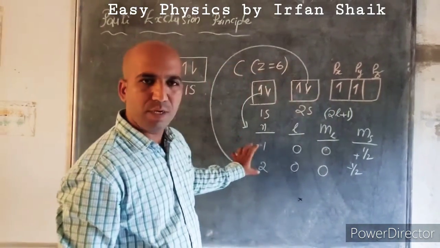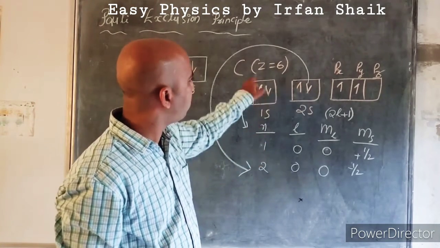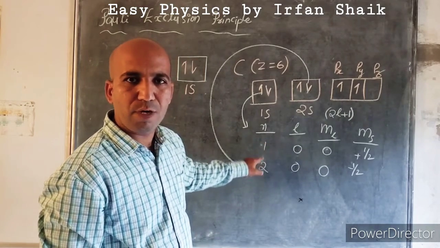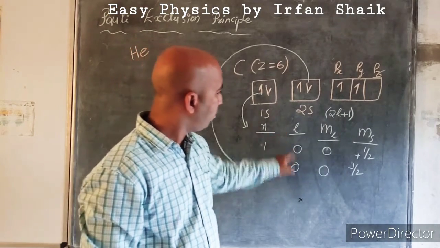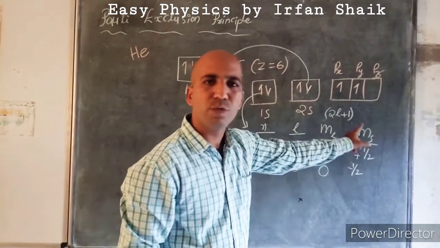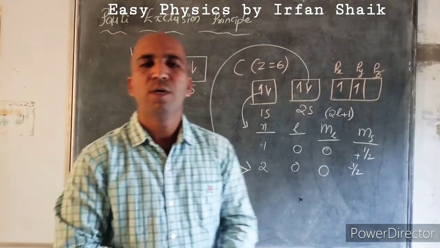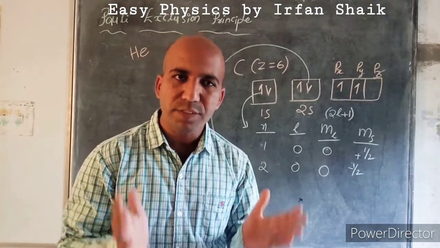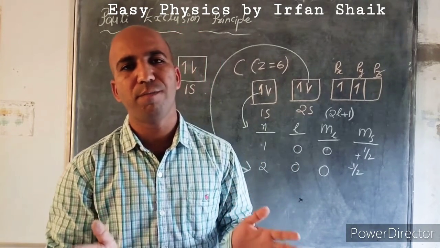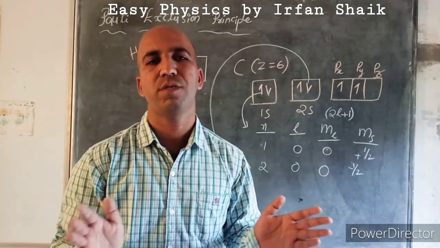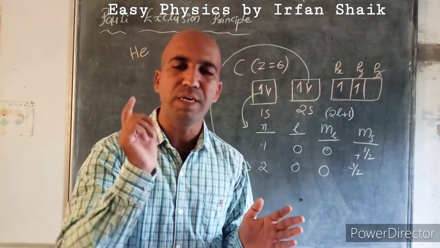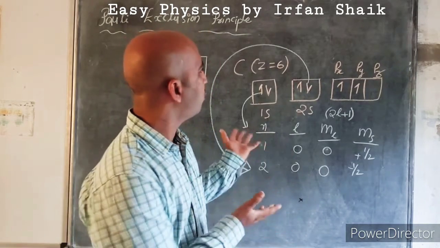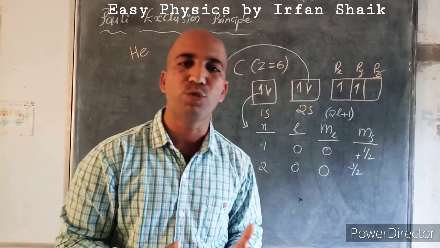Observe carefully the quantum numbers of the first and fourth electrons. The principal quantum number value is different, and the spin quantum number is also different. Like that, if you write the quantum numbers for any two electrons in the same atom, the four quantum number values are not the same for the two electrons. Even a single quantum number value may differ. This is explained by Pauli's exclusion principle.